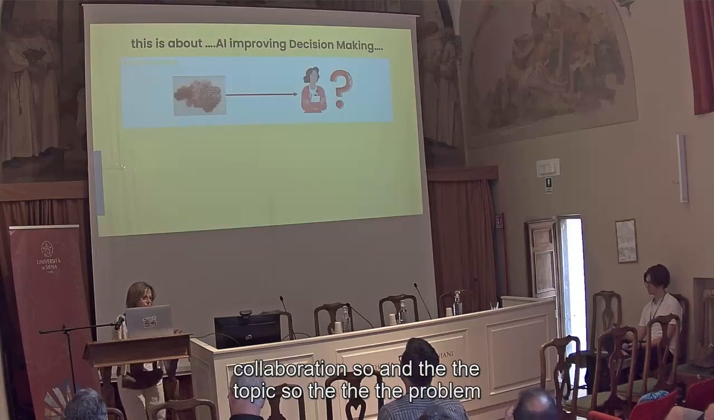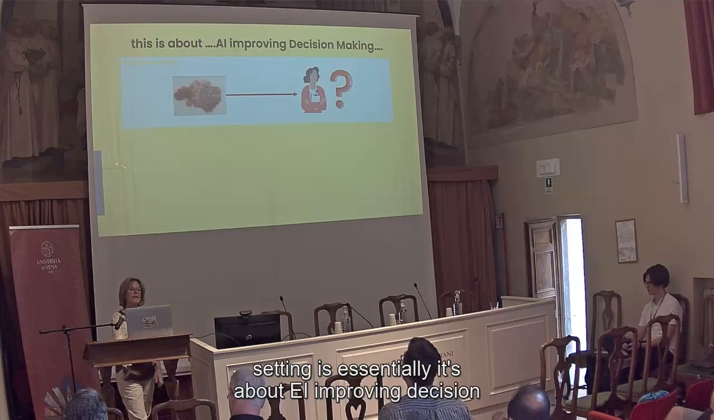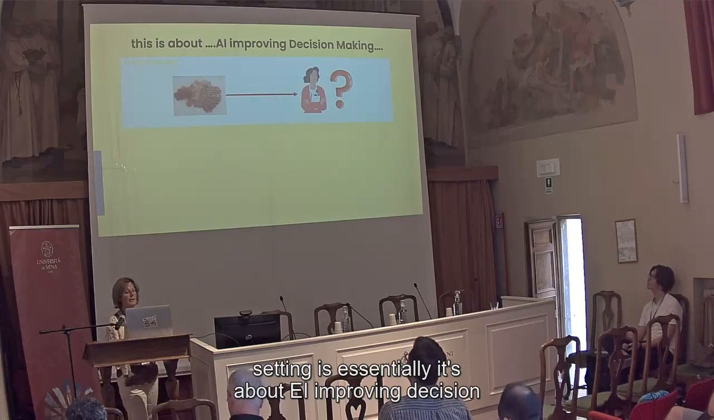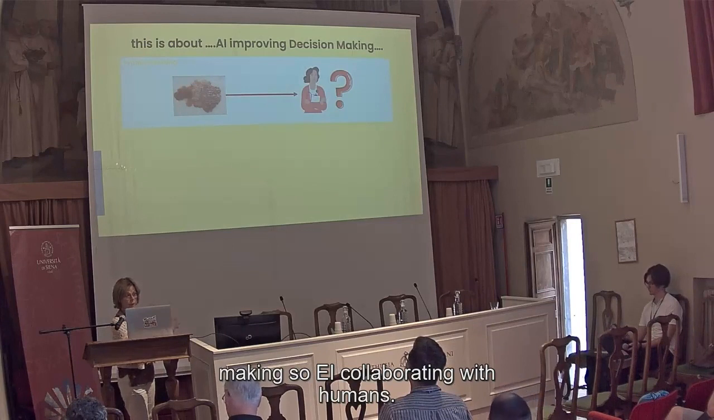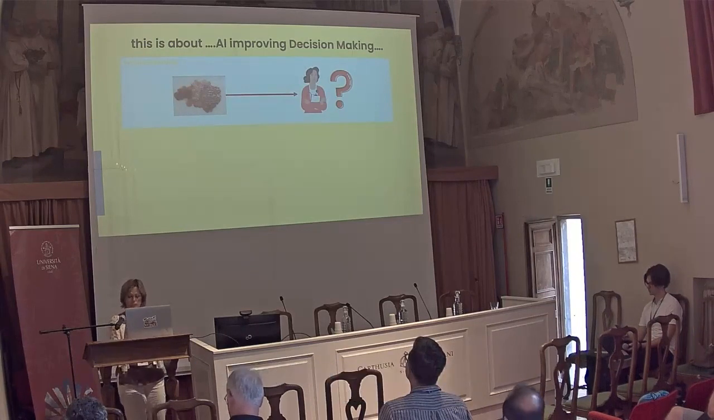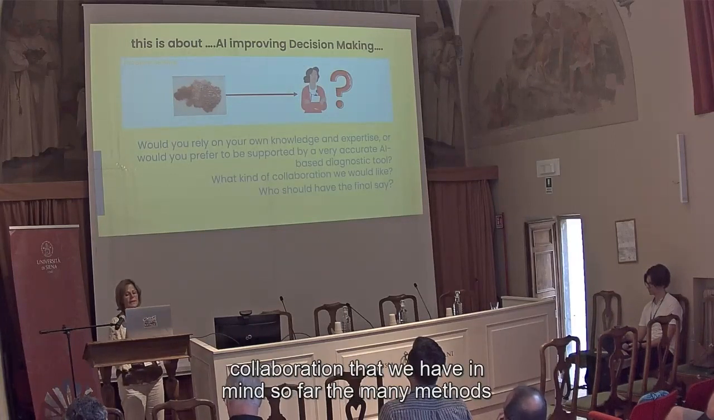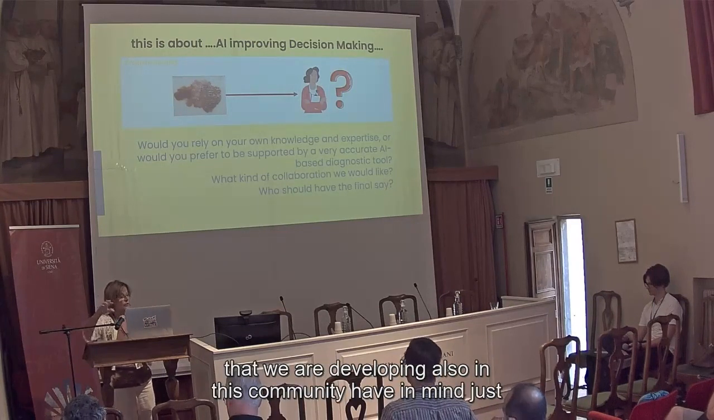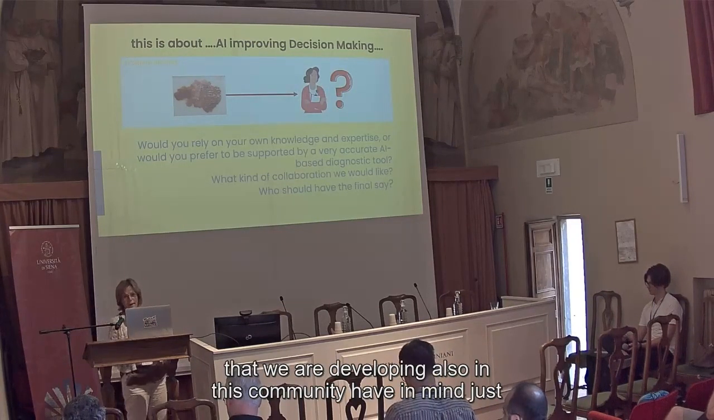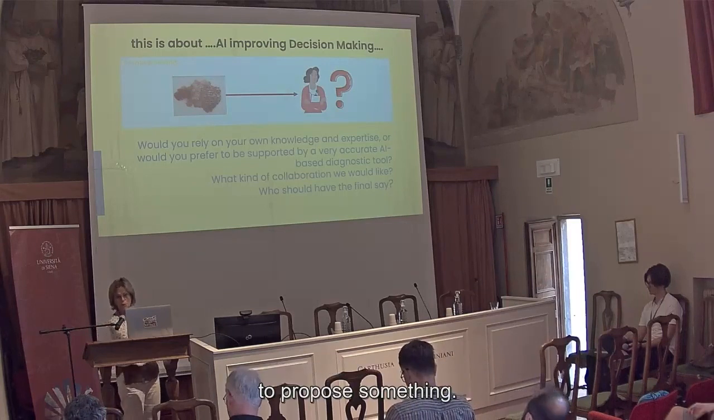So the problem setting is essentially about AI improving decision-making, so AI collaborating with humans. And the question is that the kind of collaboration that we have in mind so far, in the many methods that we are developing also in this community, have in mind just to propose something.